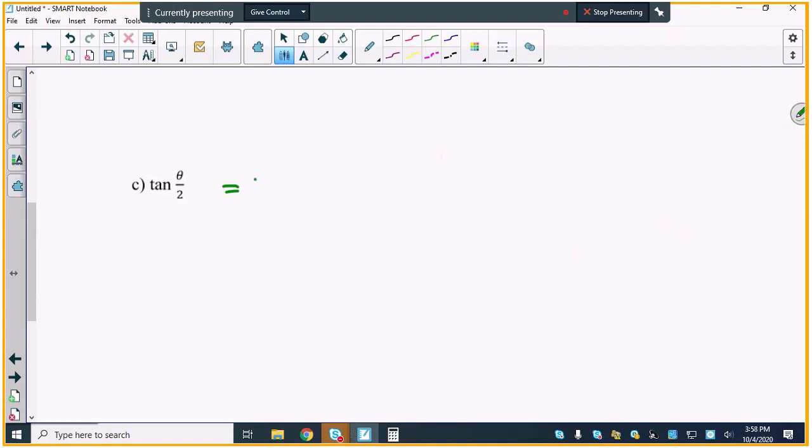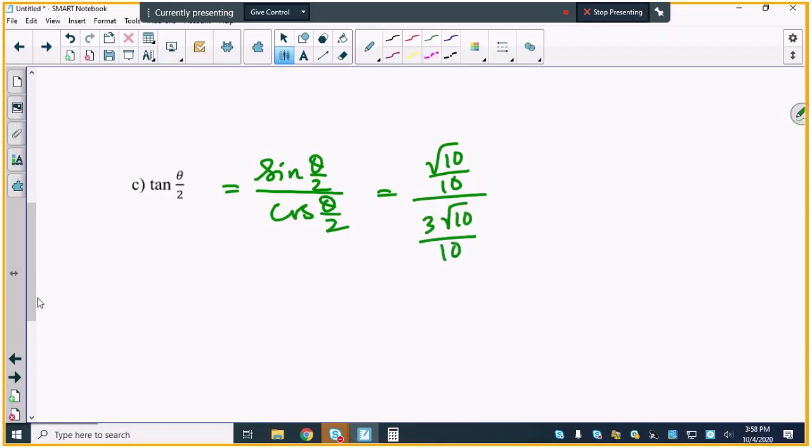So remember, I have already shown you that. What if I do sine theta over 2 over cosine theta over 2? Because I found both of them. Sine theta over 2, as far as I remember, was square root of 10 over 10. And this one is cosine theta over 2, so 3 square root of 10 over 10. So I get square root of 10 over 10 times 10 over 3 square root of 10.